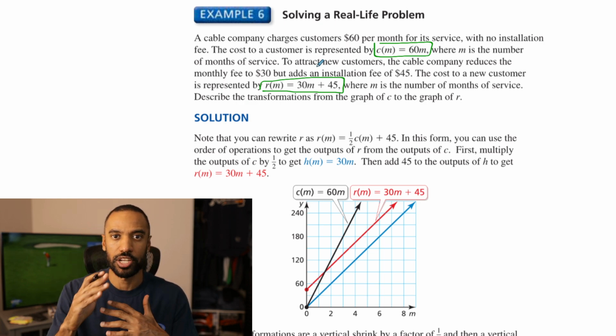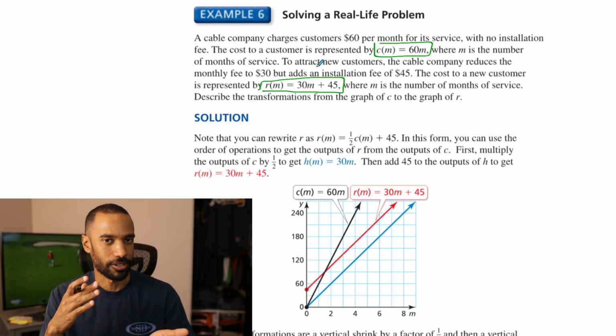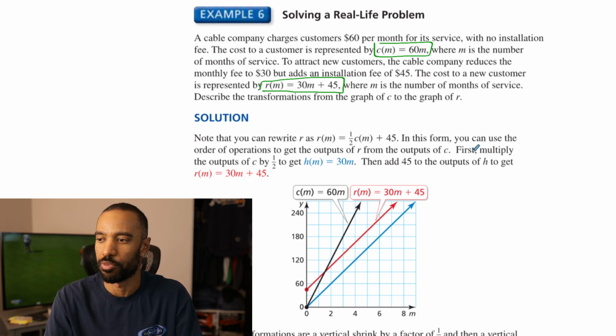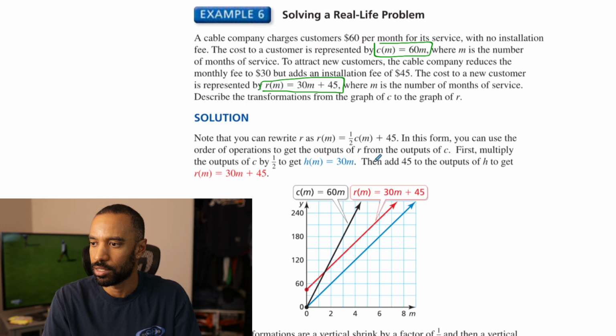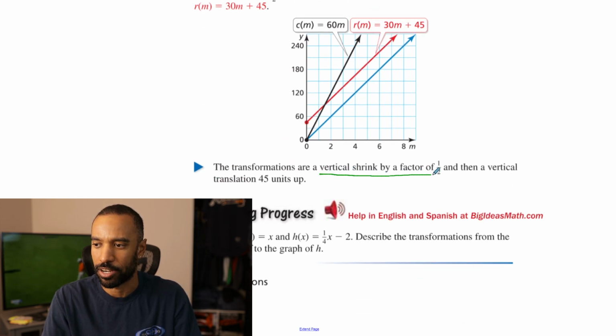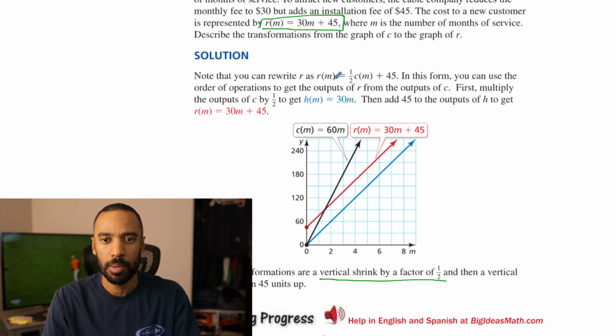It's a vertical compression. Our cost vertically, because our cost is like our y, our cost has become half of what it was before. So we would say that, well, let's see. Here they are. Vertical shrink by a factor of 1/2. That happens. But something else happened.